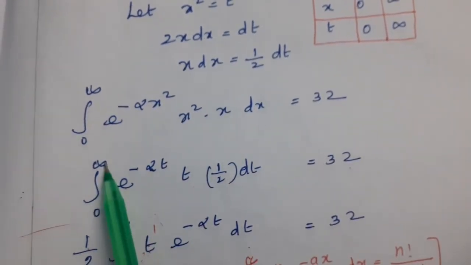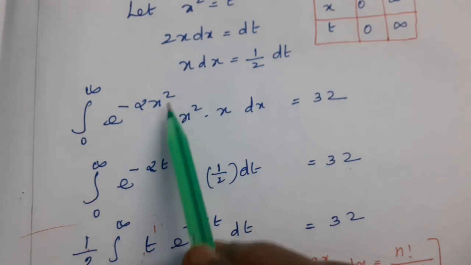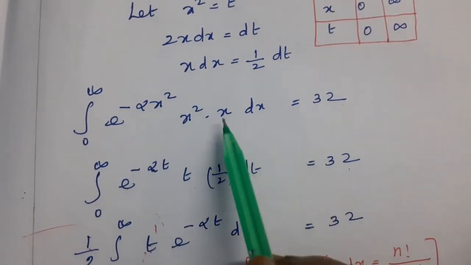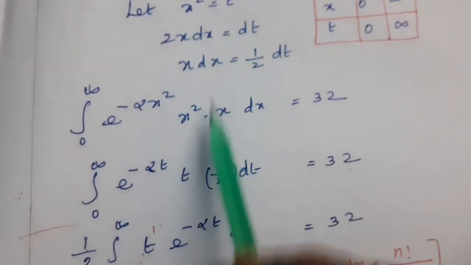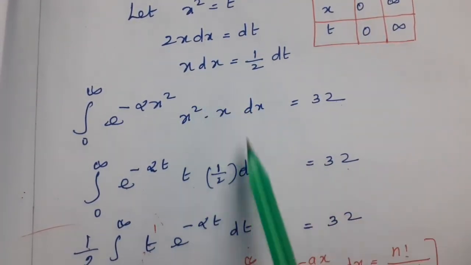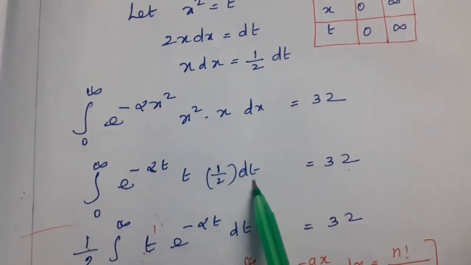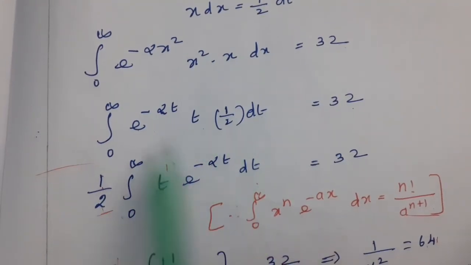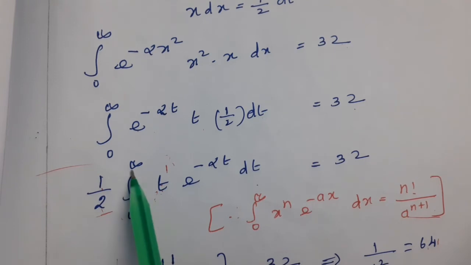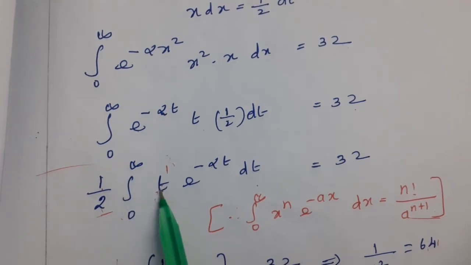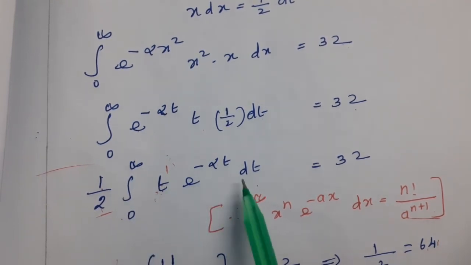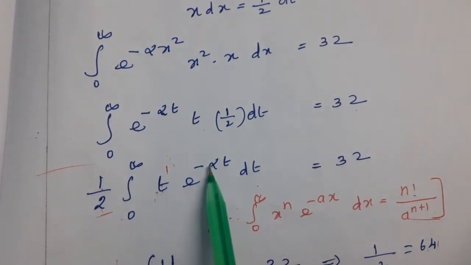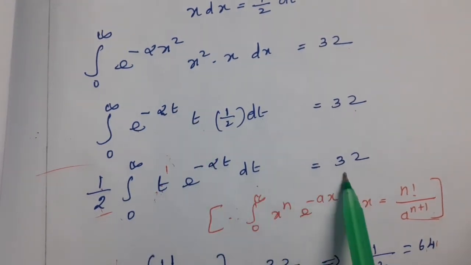See, we substitute all the values. Integral of 0 to infinity e power minus alpha into x square is rewritten as t, so minus alpha into t. What is our x square? x square is taken as t. x into dx is 1 by 2 into dt, equal to 32. Substitute all the values here. Now take 1 by 2 outside. 1 by 2 into the integral of 0 to infinity t into e power minus alpha t dt. So t into e power minus alpha t into dt equal to 32.